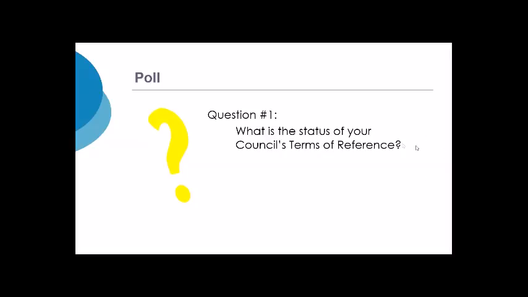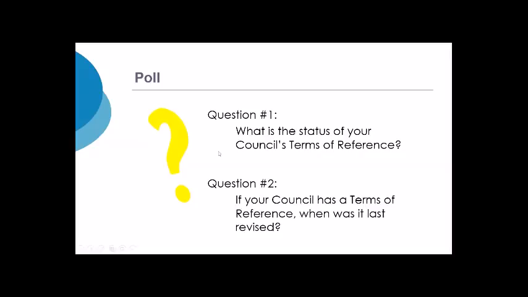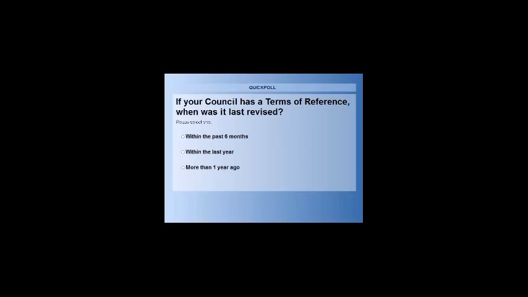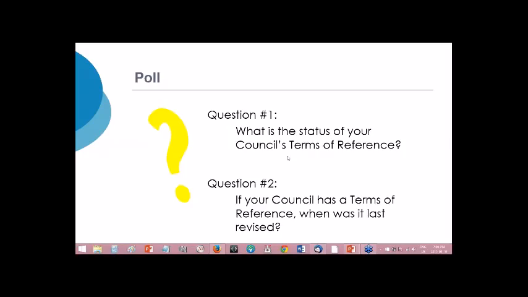Now, if your council has a terms of reference, when was it last revised? Within the last 6 months, within the last year, or more than 1 year ago? Doesn't mean you've completely redone it, but when was the last time you took a look at it as a group and did any revisions? Give you a few more seconds. Excellent, within the past 6 months.